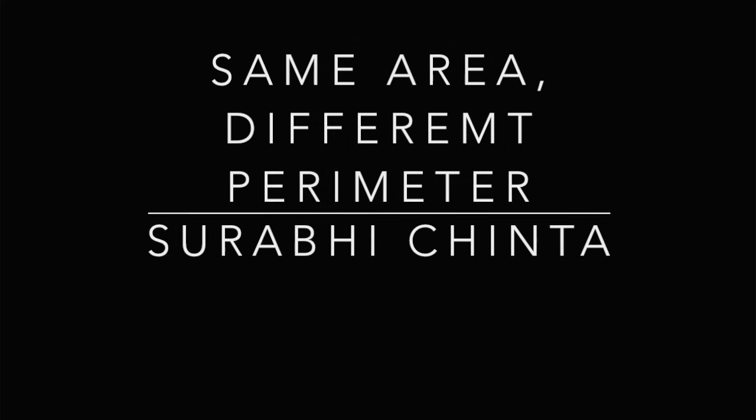It's Sir Vicente here with SS Multimedia, and today we're going to be studying shapes that have the same area but different perimeters. Our objective is to understand that you can have the same area but not always the same perimeter. So let's get started.